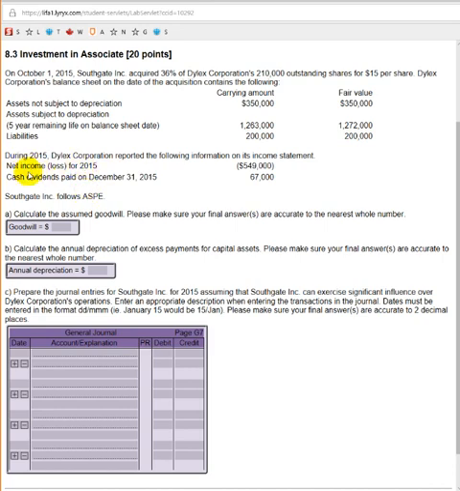We have net income or loss. This is for the whole year, and of course we only owned it for a little while. We bought it on October the 1st, 2015, and the year end is December 31st, 2015. So, first job, calculate the assumed goodwill.